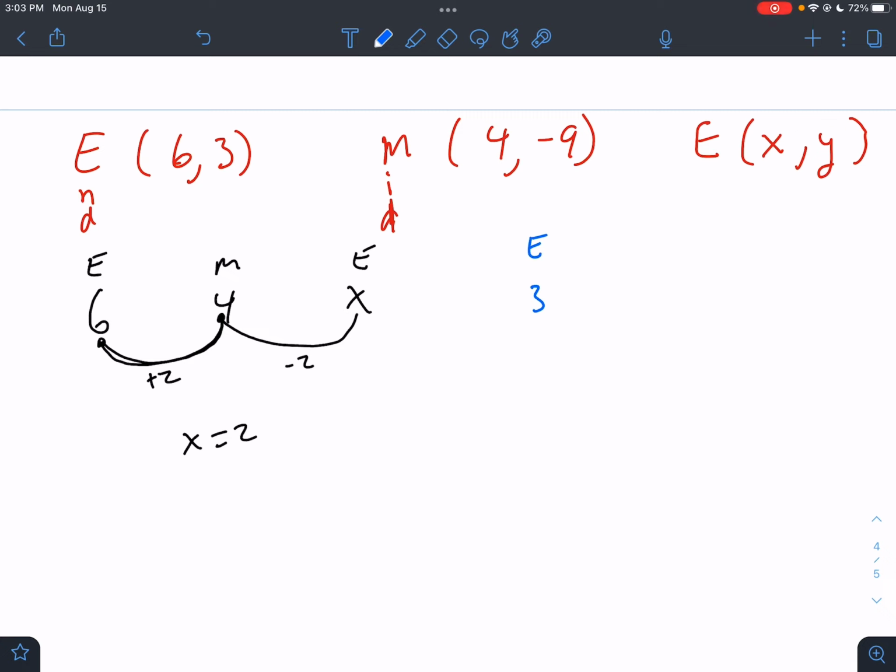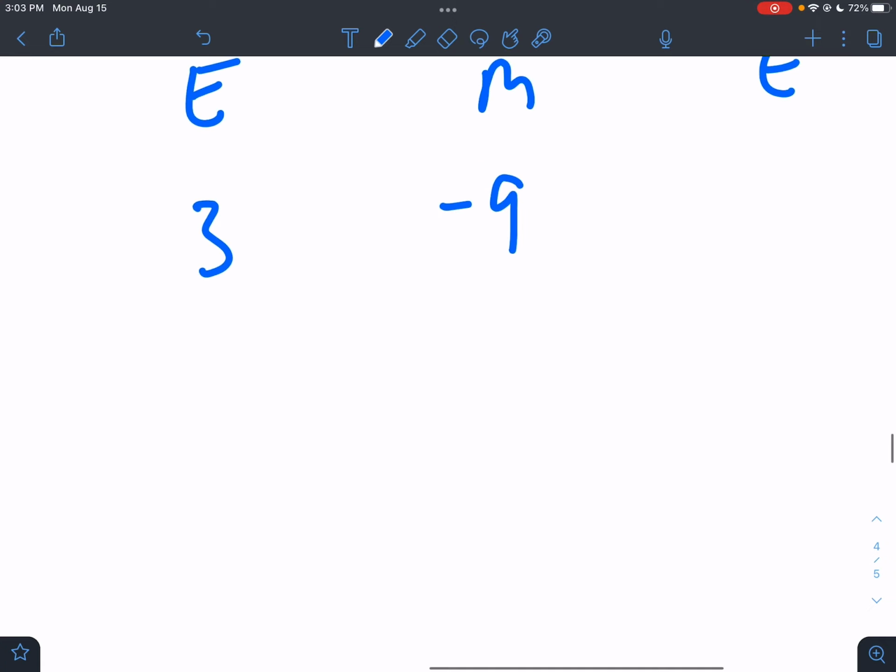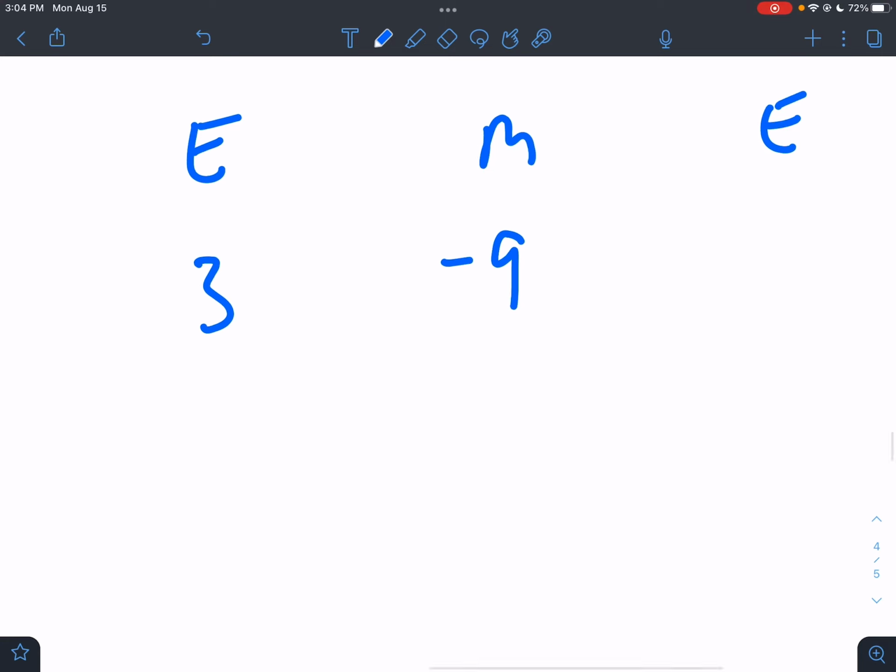My midpoint has a y value of -9. And I want the other end. So let's take a look here. If I'm at -9, I'm standing at the middle. How far have I gone to get to +3? I've added 12 to get to +3.